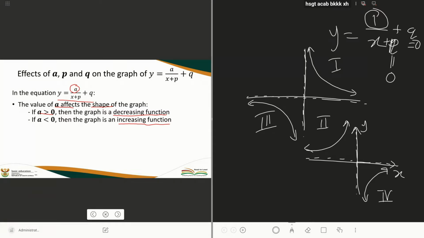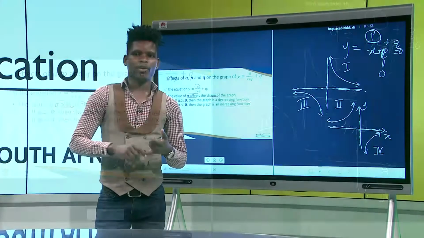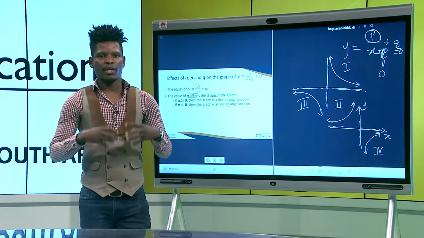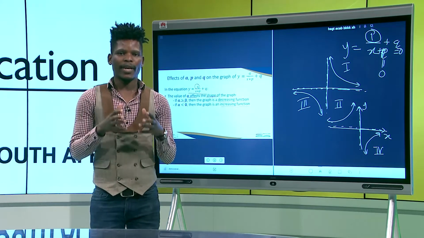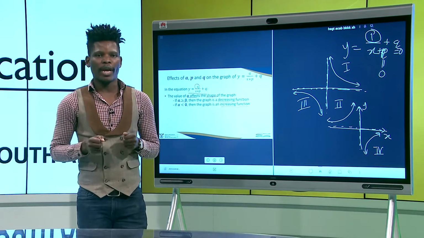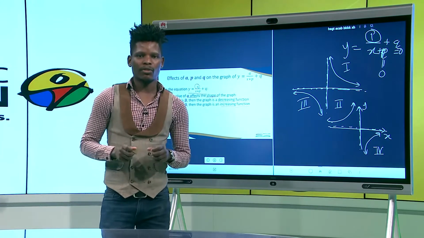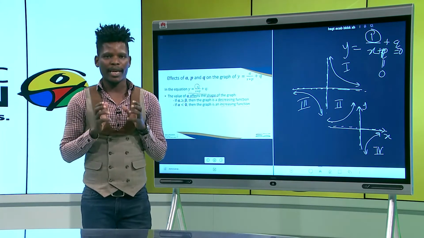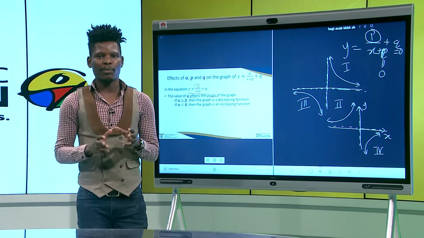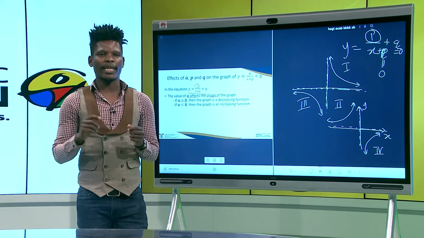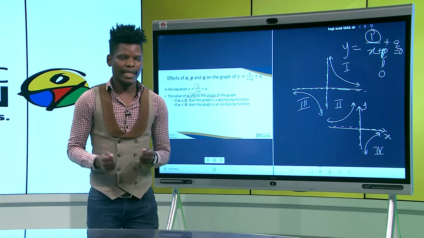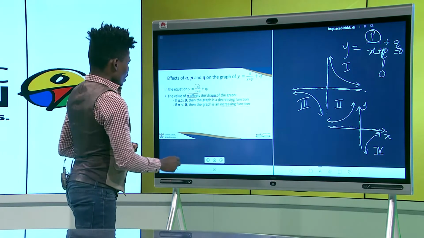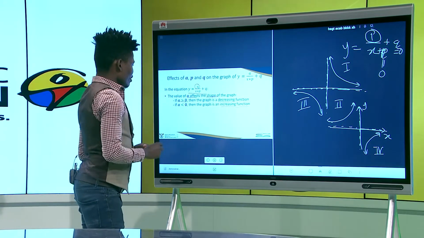So what we are saying is that a affects the shape of your graph. If a is greater than 0, then you have a decreasing function, and if a is less than 0, we are going to have an increasing function. So that is very important. The parameter a will give you the type of function that we are going to have, whether it's going to be an increasing function or a decreasing function. Now, let us look at the other parameters.